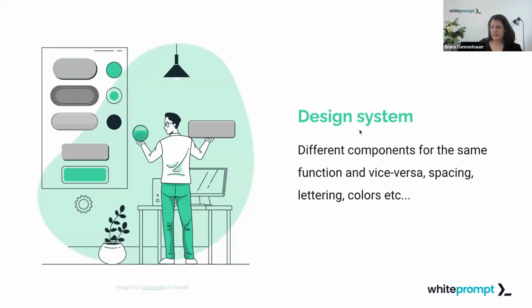So the design system part is where we can analyze if different components have the same function or vice versa. And we analyze the spacing, the lettering, the colors, if everything is consistently applied. Sometimes it might be a mistake of the implementation. Sometimes it can be a mistake from the designer. Sometimes the day-to-day pressure makes these things happen. And so it's important to keep that in mind. And in this way, we can point out if it's something that shouldn't be placed there.